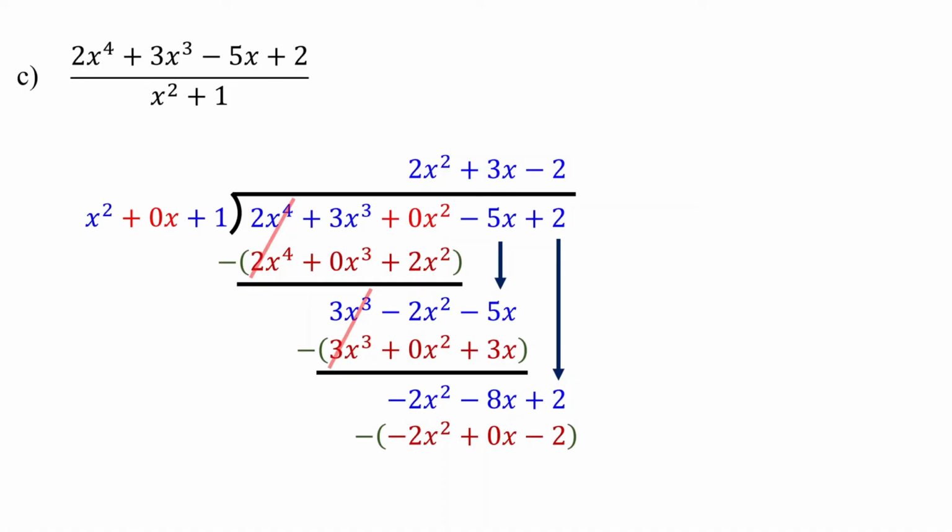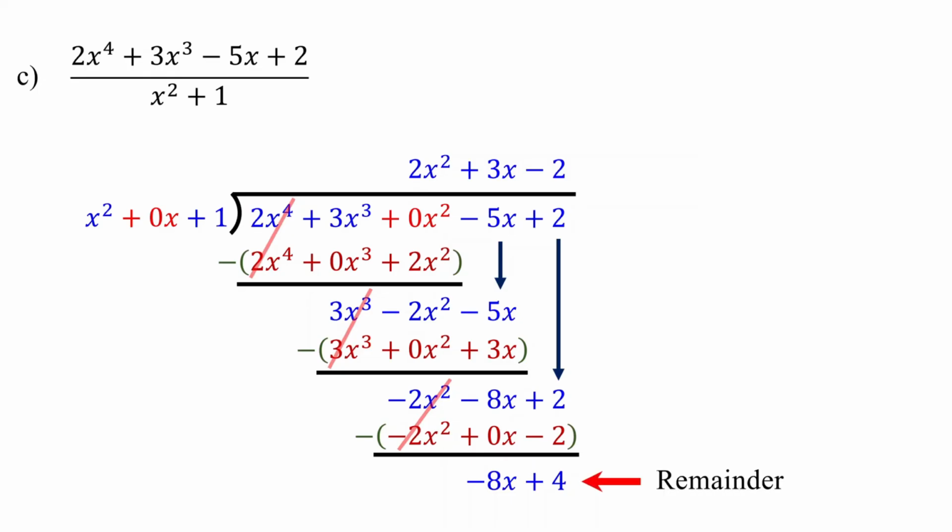Now, subtract. The first terms cancel out. Negative 8x minus 0x is negative 8x. 2 minus negative 2 gives us 4, right? Notice that the degree of the remainder polynomial is less than the degree of the divisor, so we should stop the division here.